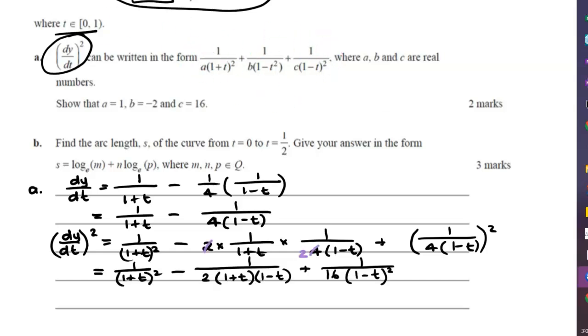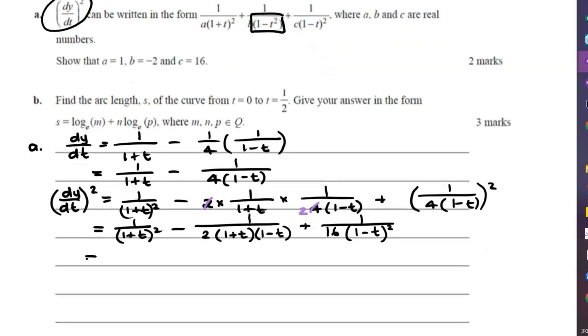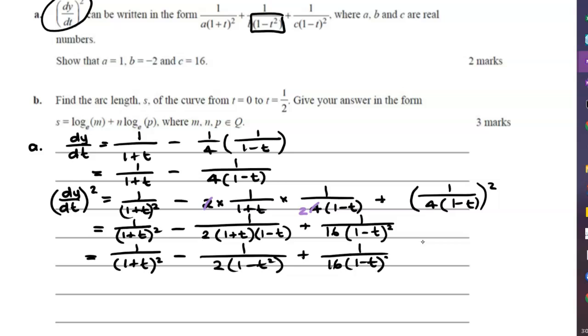Now, I do notice with this one in here, notice this is 1 minus t squared, and here we've got a difference of perfect squares situation. So for this one, we are actually expanding it out because we're trying to get it in a particular form. So that would be 1 minus t squared there. So 1 minus t squared, not 1 minus t all in brackets squared. And then we've got plus 1 over 16, sorry, 1 minus t all squared.